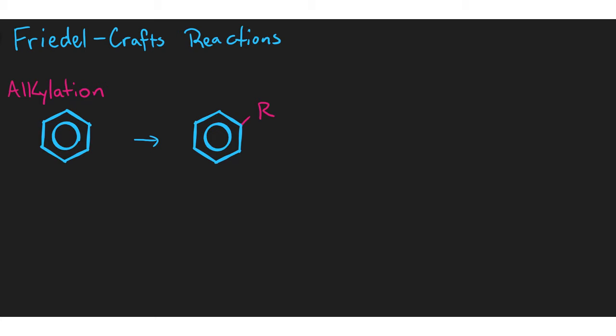Friedel-Crafts alkylations are used to substitute an alkyl side chain for one of the hydrogen atoms on an arene compound. Here I'll use benzene as my example, and R is my alkyl side chain.